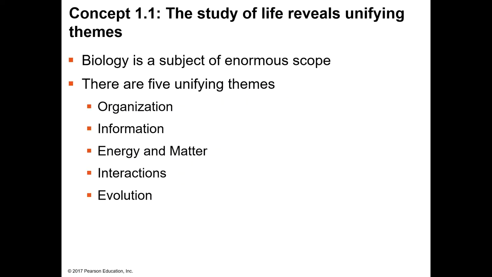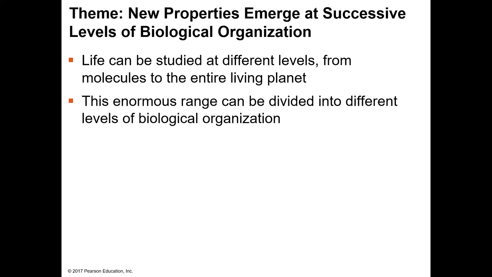Okay, so first section of chapter one: biology is a subject of enormous scope. There are five unifying themes throughout biology, at least as far as the Campbell-Reece biology textbook that we're using does. It's organization, information, energy and matter, interactions, and evolution. Life can be studied at different levels, from molecules to the entire living planet. Thus, this enormous range can be divided into different levels of biological organization.